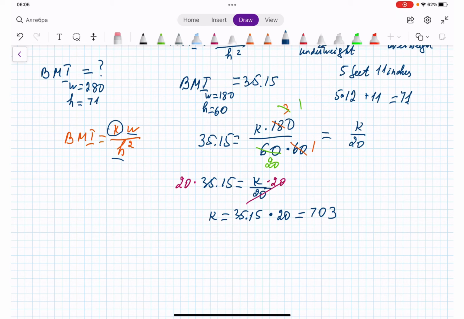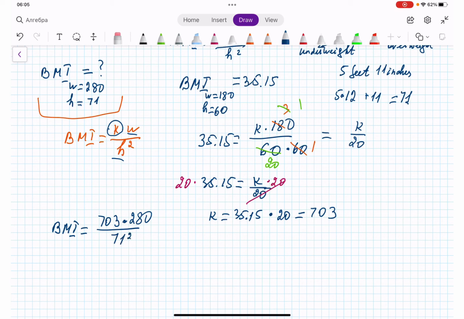Okay, so once we have the coefficient, there is nothing much left. All we are going to do is plug in the information we have to find our BMI. BMI is equal to K, which is 703, times W, which is 280, divided by 71 squared.